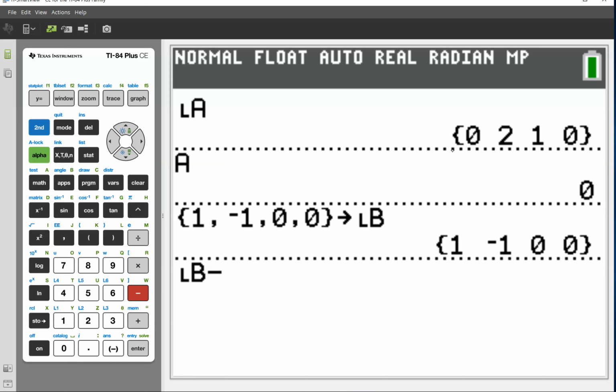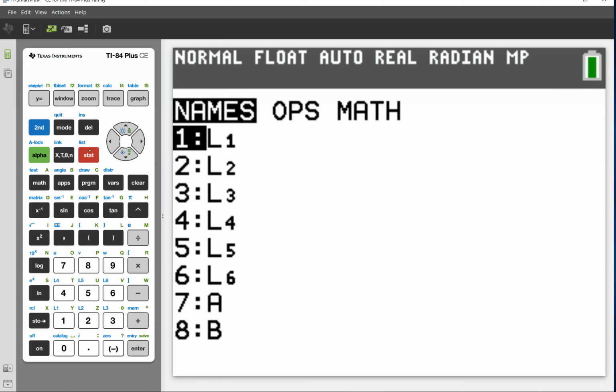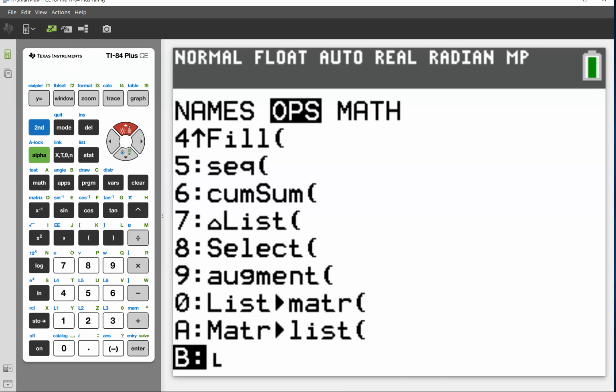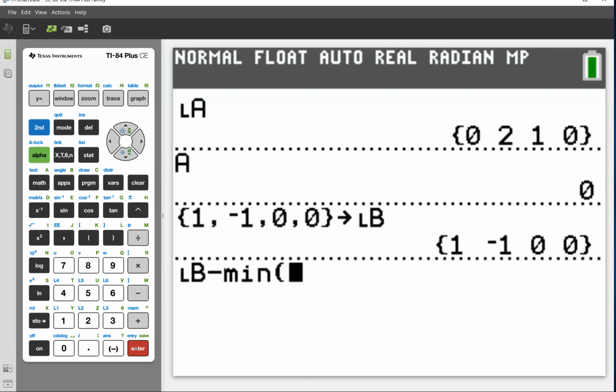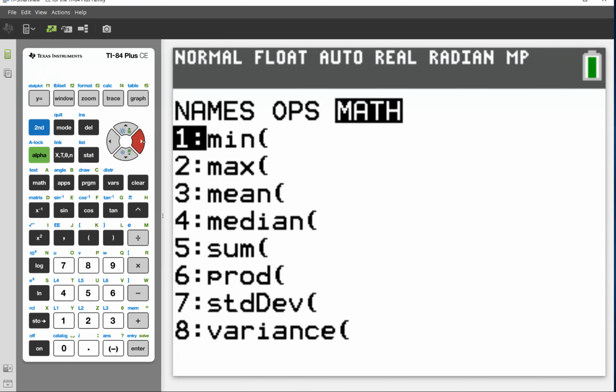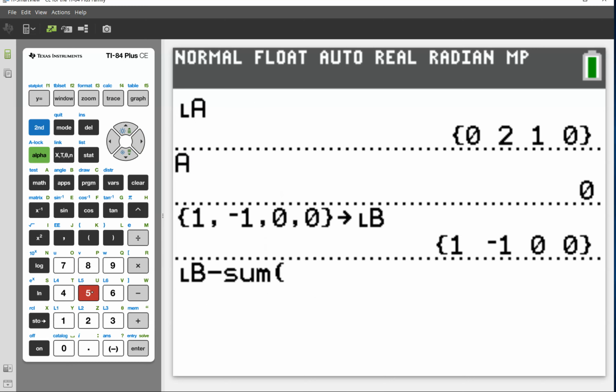First, let's do the inner product of A with B. So I'll go second list, operations, oops, sorry, not operations, math. Notice there's a sum command here. Okay, so if I want the sum, what it'll do is it'll take every element that's in the list and add them together. I hit the wrong button, clearly. It does not mean add two lists together. It means take everything that's in the list and add those things together.